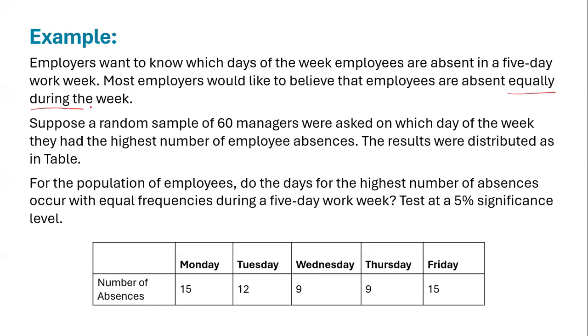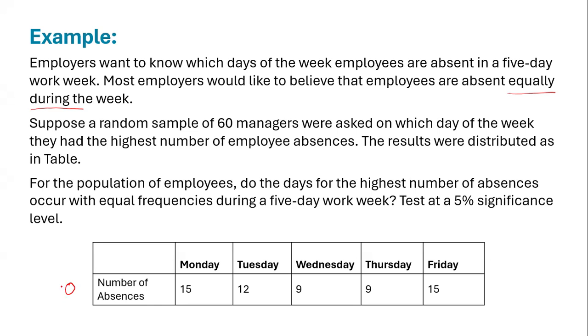And in the table, you have the number of absences in each day of the week. 15 absences on Monday, 12 absences on Tuesday, 9 for Wednesday, 9 for Thursday, and 15 for Friday. And you know all the numbers from the sample are your observed frequency. So I need to find the expected frequency first before starting the hypothesis test.